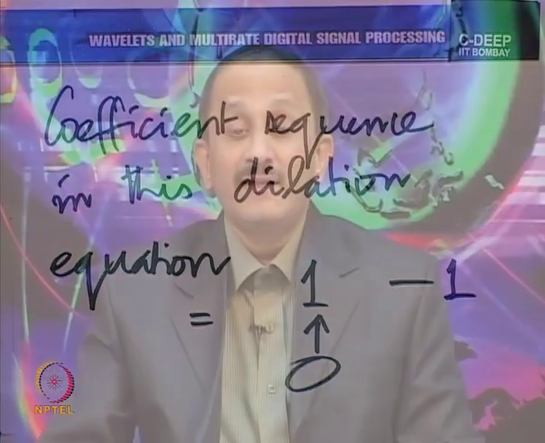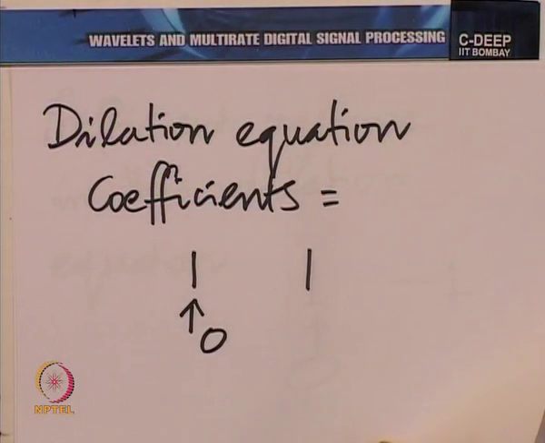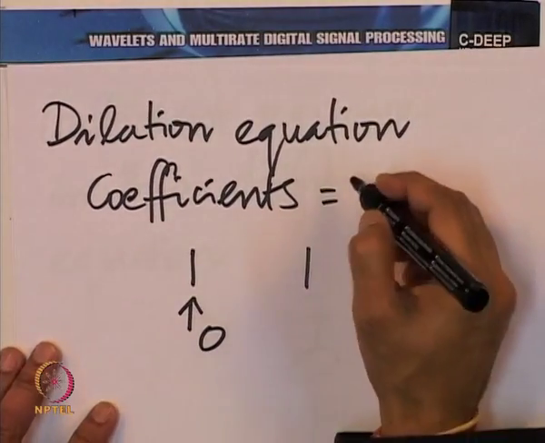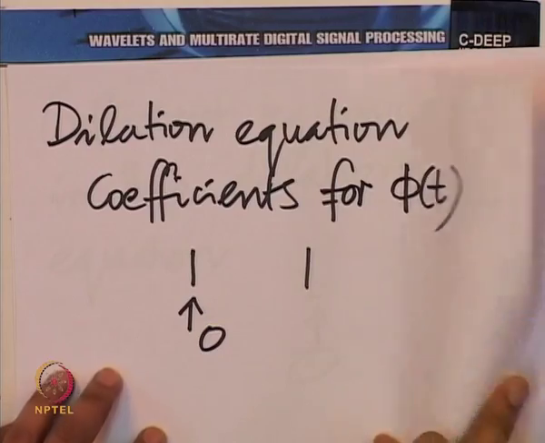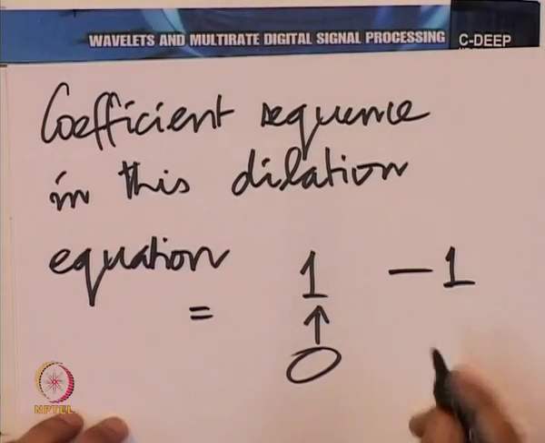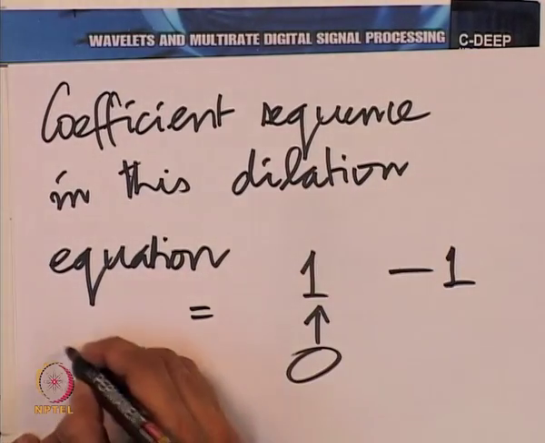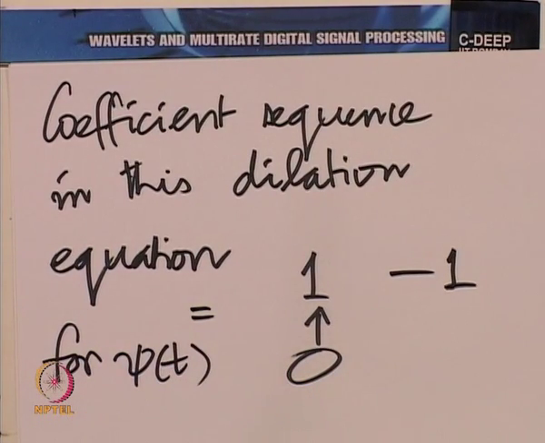Now, things are beginning to make sense and perhaps even ring a bell. Let me put both these coefficient sequences before you once again, and then I am sure it will ring a bell. Look at the dilation equation coefficients for the phi t itself. So, in fact, let me write it down. Dilation equation coefficients for phi t, and let me then put before you the dilation equation coefficients for psi t. So, let us write it down for psi t. Does this ring a bell?